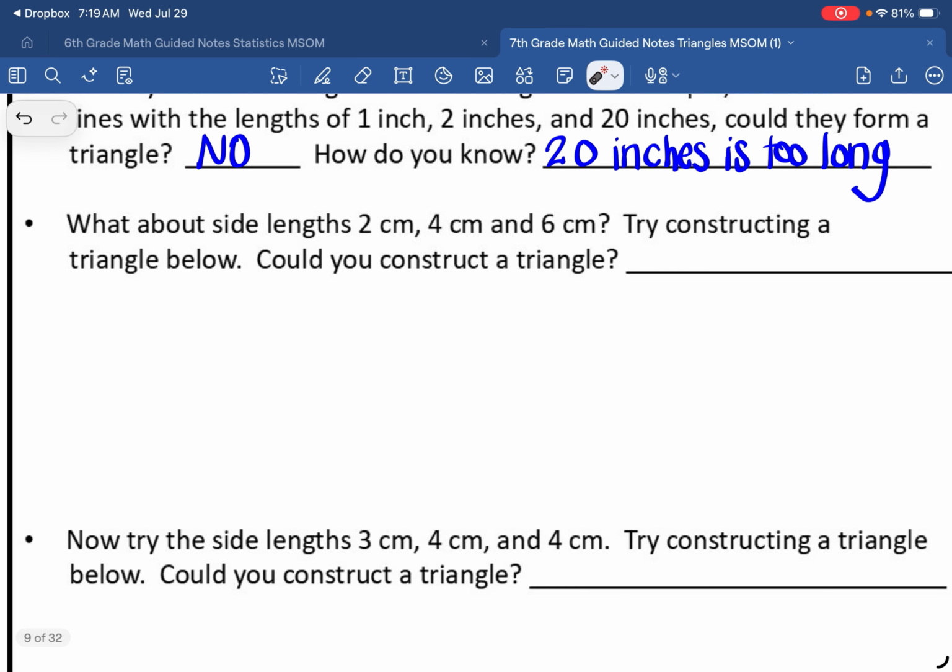What about side lengths of 2 centimeters, 4 centimeters, and 6 centimeters? Again, I want you to hit pause and try constructing a triangle with these side lengths.